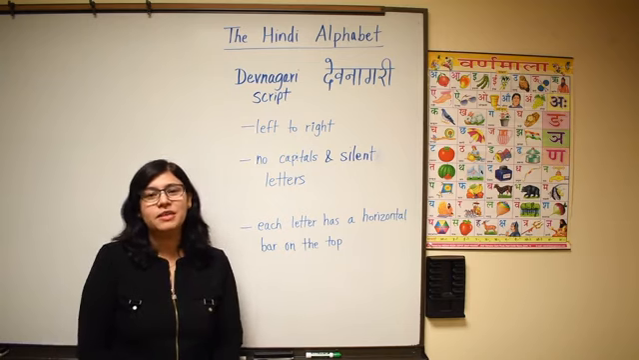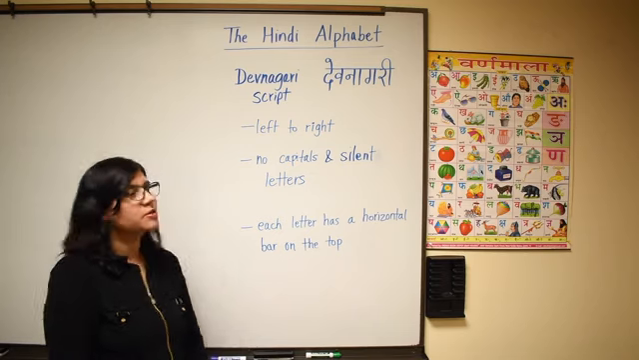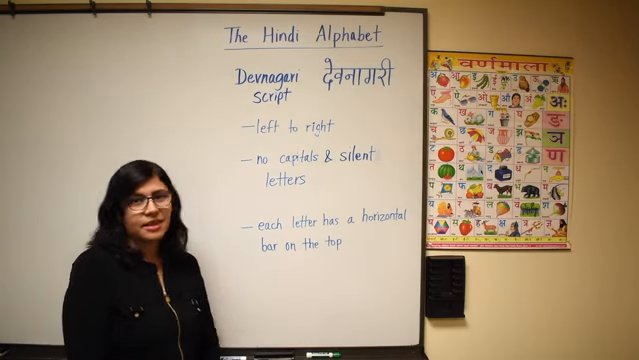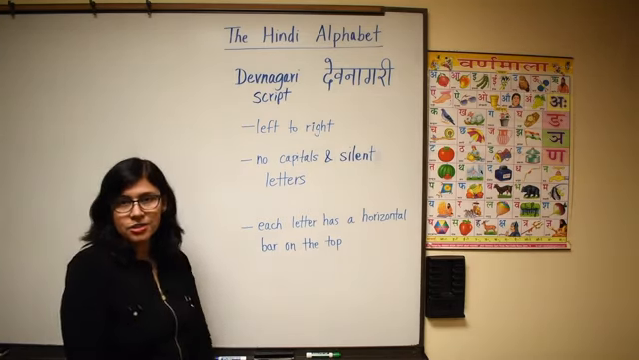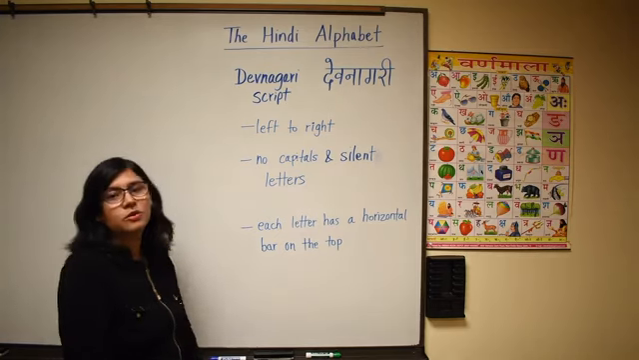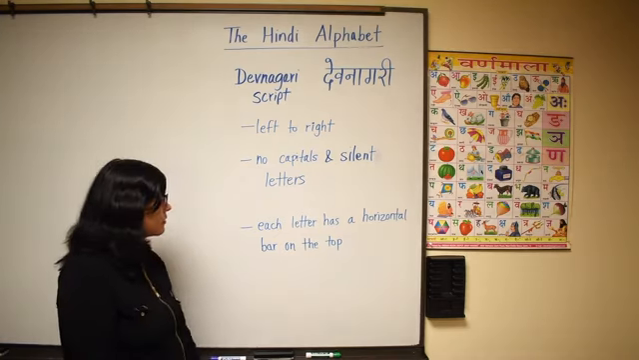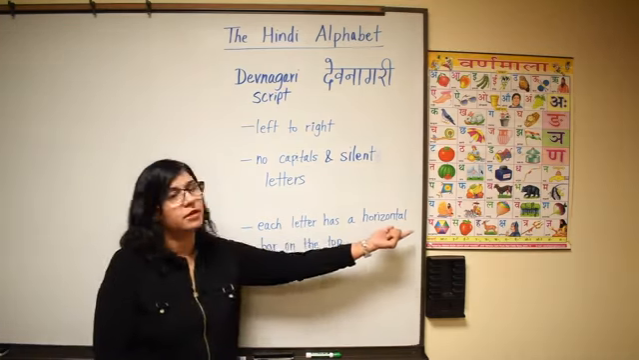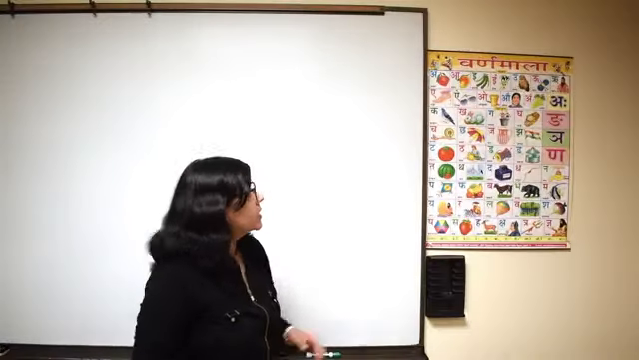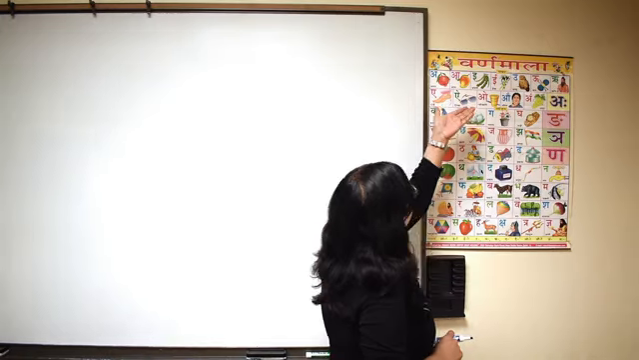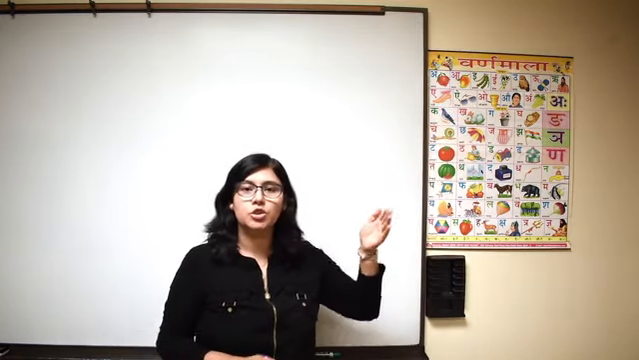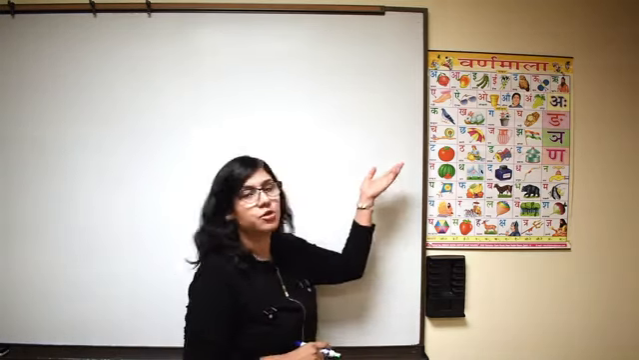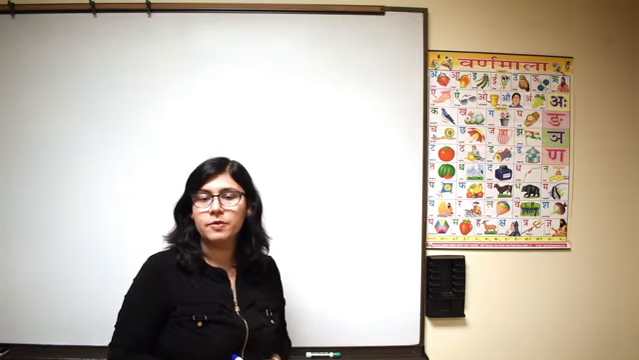Today I'll be talking about the Hindi alphabet. So the name of the script is Devanagari and it has some special characteristics. It goes from left to right much like English and it doesn't have any capitals or silent letters. What it does have is each letter has a horizontal bar on top, as I'll be showing you in the alphabet chart later. So we have 13 vowels in Hindi and they generally follow a short, long pattern. Okay? And I'll be showing you how to draw each one of them and giving you sound examples in English.